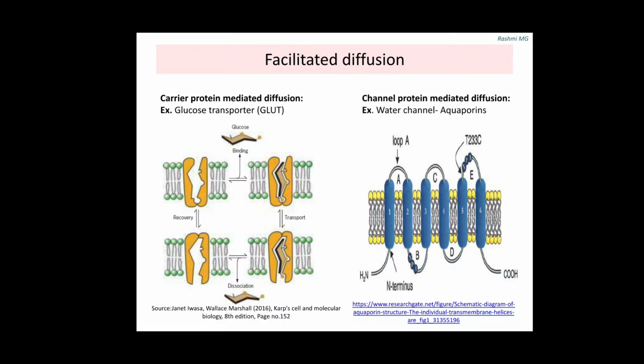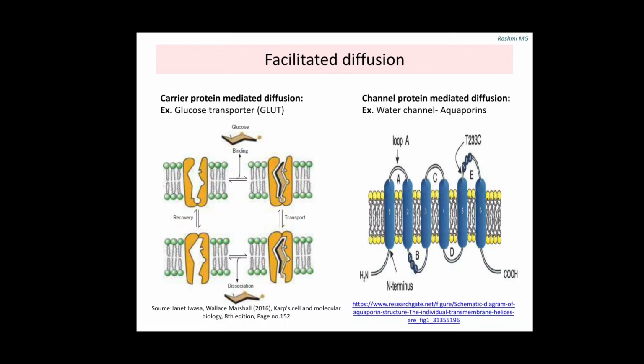Channel protein mediated diffusion. Channel proteins form open pores through the membrane, allowing the free diffusion of any molecule of the appropriate size and charge. The rate of diffusion mediated by channel proteins is higher than that mediated by carriers. Channels typically show less stereospecificity than carriers and are usually non-saturable.